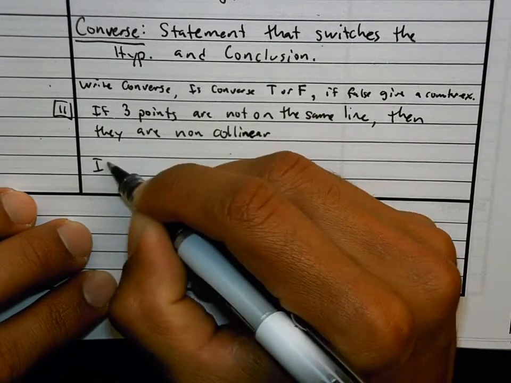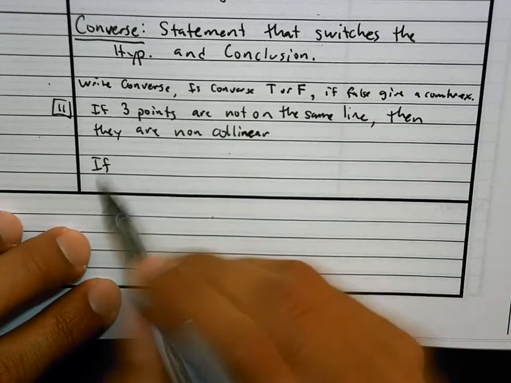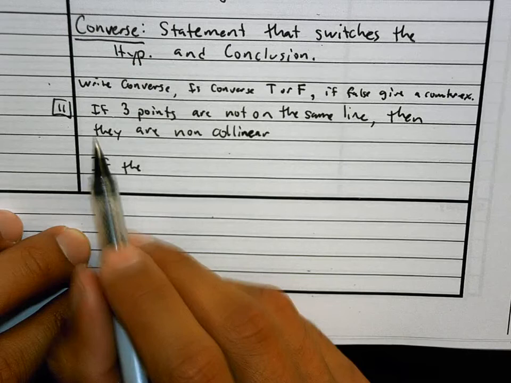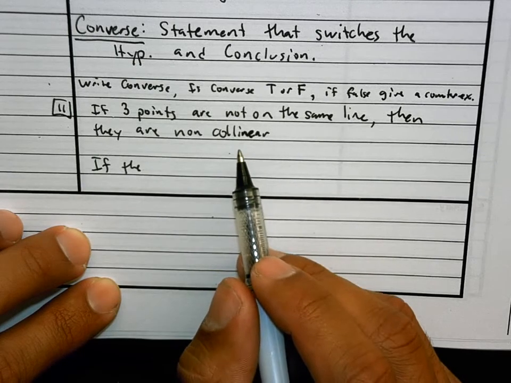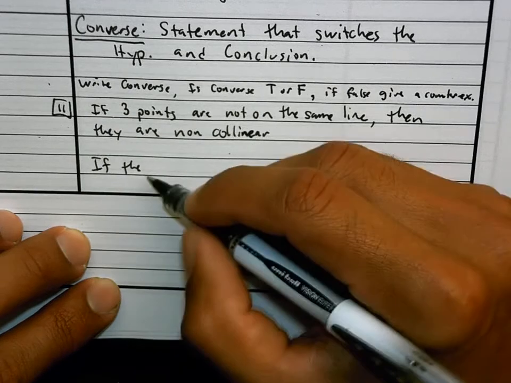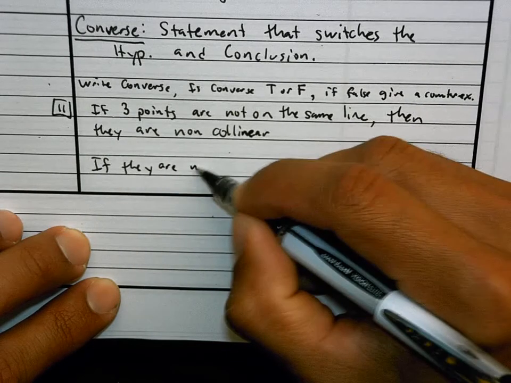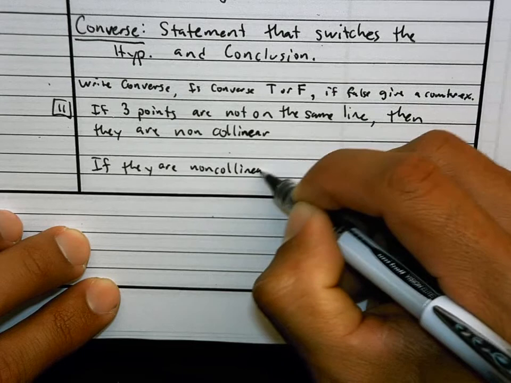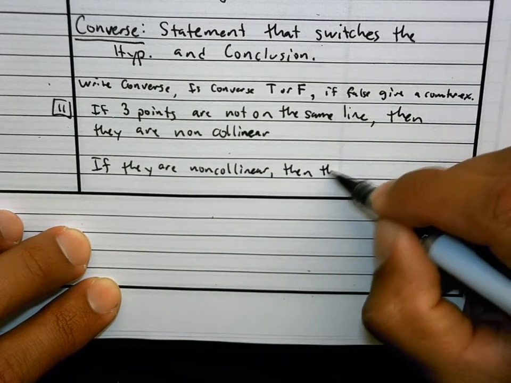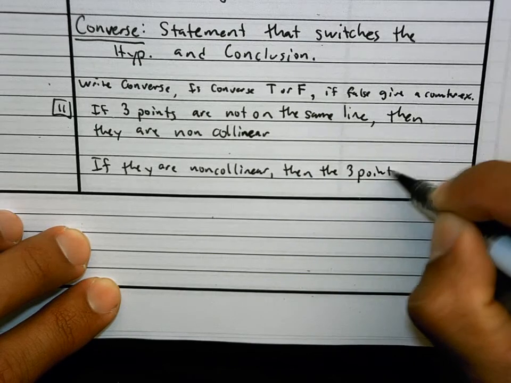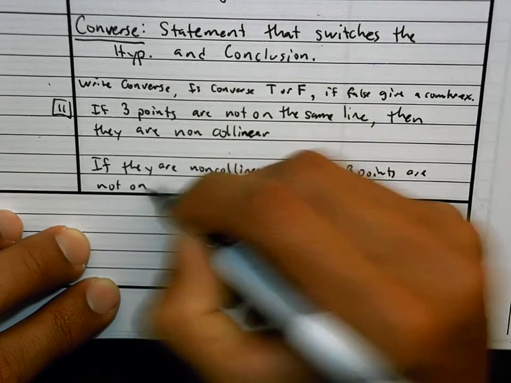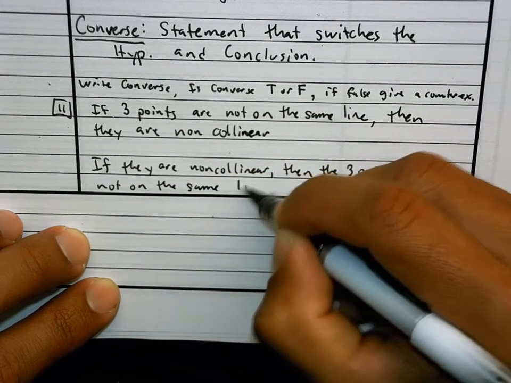If, what do I write next? If you could say, if they are non-collinear. If you want to be more specific, you could say, if 3 points are non-collinear. You could say that as well. If they are non-collinear, then the 3 points are not on the same line.